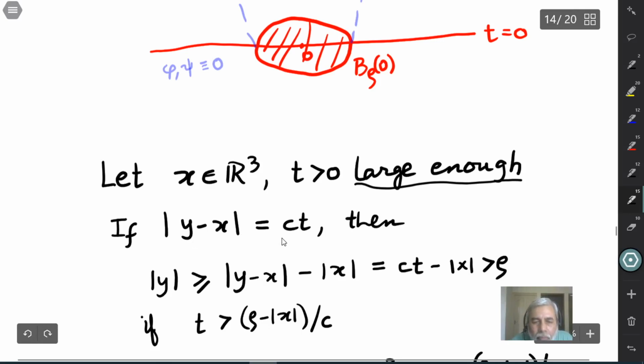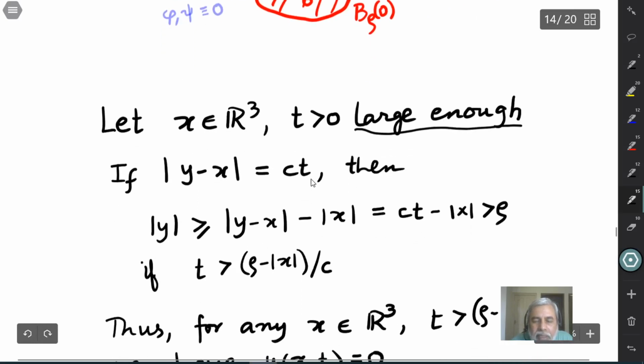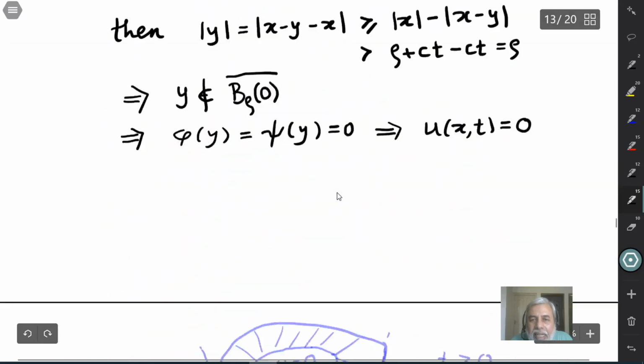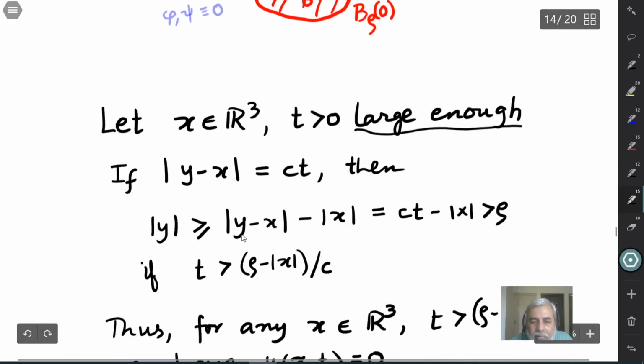So if norm y minus x is ct, that is, y sits on that sphere, then again by the triangle inequality, norm y is bigger than or equal to norm y minus x minus norm x. Now you just interchange the sign here. This norm of y minus x we are assuming is ct, and this is just norm x as it is, and if t is large enough we can make it bigger than rho. That is where this large enough comes from. So if t is bigger than this, then we also know that this norm y is bigger than rho. Again it will contribute only 0 values to the solution.